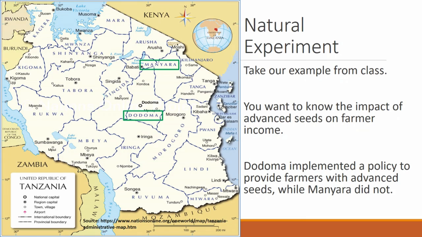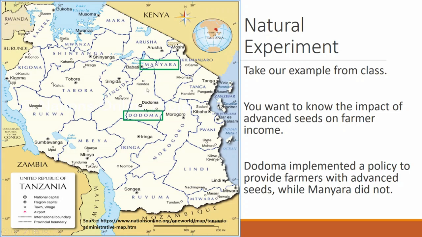All right. So, in the example in class, I took this example of a natural experiment from Tanzania. I illustrated a purely hypothetical policy change in Tanzania, and we talked about how to use it as a natural experiment. So I'm just going to use this example to illustrate. So let's say you want to know the impact of advanced seeds on farmer income. And Dodoma implemented a policy to provide farmers with advanced seeds, while Manyara did not. And so here we have an example of a policy change. And the policy change gives us the opportunity to conduct a difference in difference estimation. I'm sorry, gives us an opportunity to conduct a natural experiment.